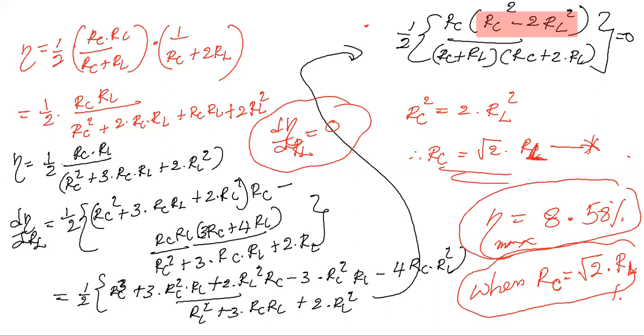Now I'll go to the next part. Just write down the heading as transformer coupled class A amplifiers. Then we will compute the collector efficiency.